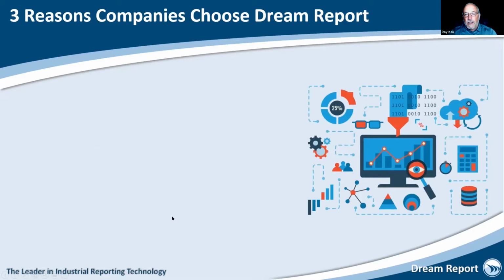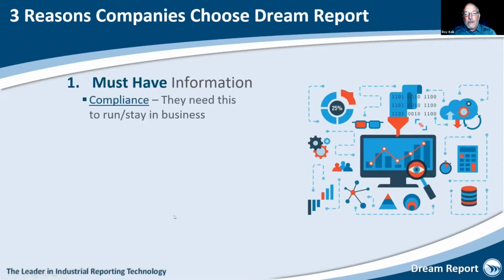When we talk about the 3 areas of value inside Dream Report, the first is that we do compliance reporting. Compliance reports would be the reports you have to have for whatever business you're in. That could be water, wastewater treatment reports for the EPA, could be FDA reports, batch quality reports, information that you need in order to be in business. That's a big driving point for putting in a solution like Dream Report.